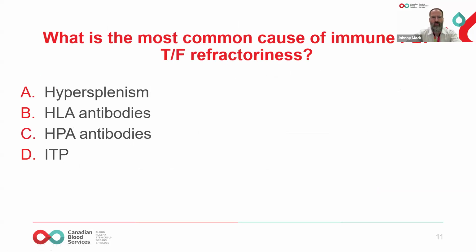Just a bit of an interlude here in terms of a question: what is the most common cause of immune platelet transfusion refractoriness? With options being hypersplenism, HLA antibodies, HPA antibodies, or immune thrombocytopenia. Get people thinking about that, and we'll come back to this slide in just a second.